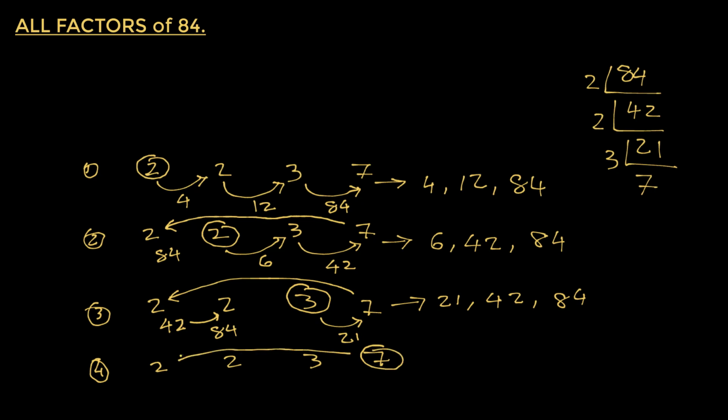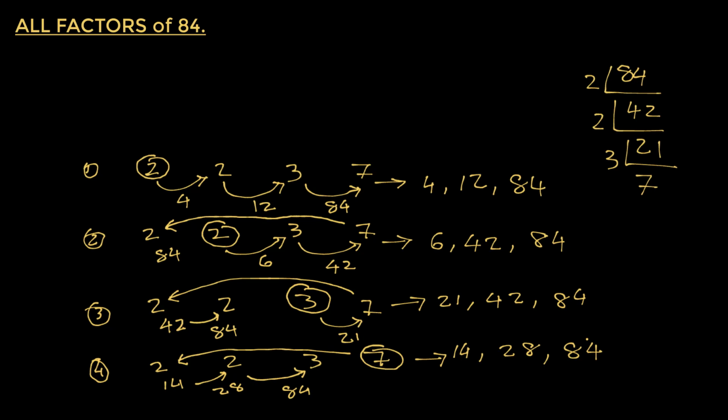Fourth row, fourth column, 7 times 2, you get 14. 14 times 2, you get 28, and 28 times 3, you get 84 again. That's it. We have 14, 28 and 84.